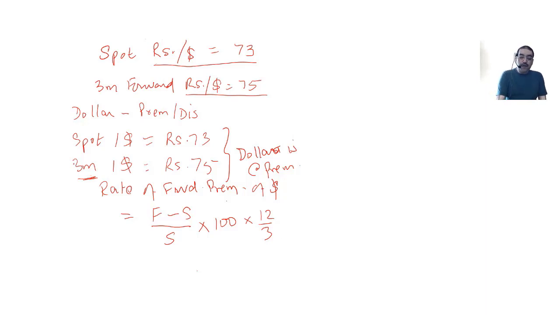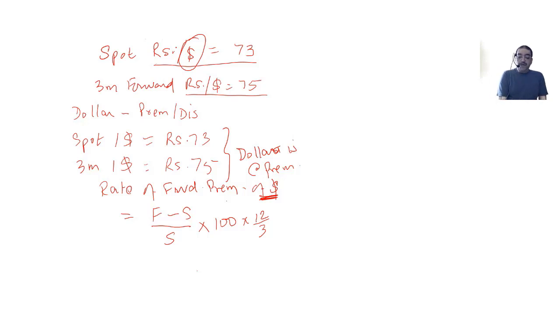Suppose this is given as 1 year. After 1 year it is going to be 75 rupees. Then you don't have to multiply by this 12 by 3. Since I have given this particular part as 3 month forward, you have to multiply this by 12 by 3. Now what you have to observe here is I have asked you the forward premium rate of dollar, which is the per unit figure here.